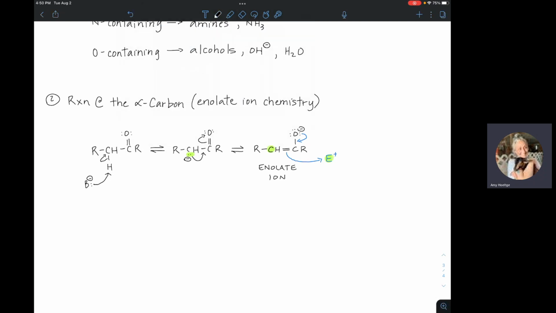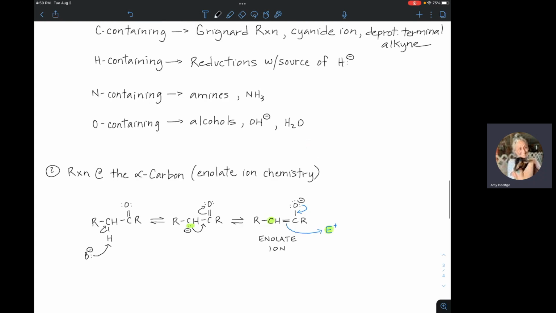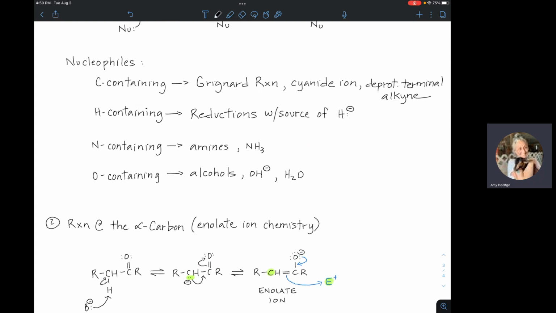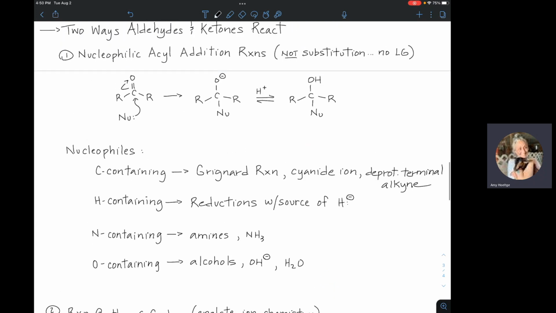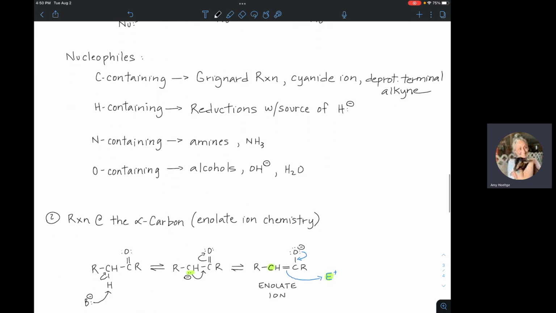We'll have a whole section just on enolate ion chemistry. There's a few named reactions that I'd like to share with you, and those will be the two different ways that we are going to react aldehydes and ketones. We are going to do nucleophilic acyl addition reactions, and we're going to do reactions at the alpha carbon.